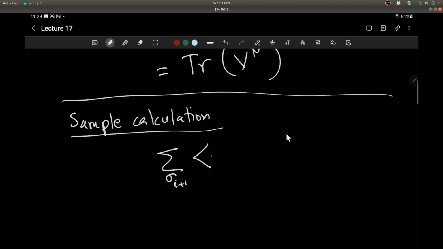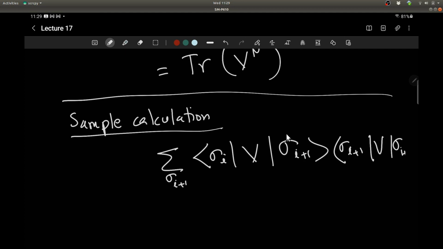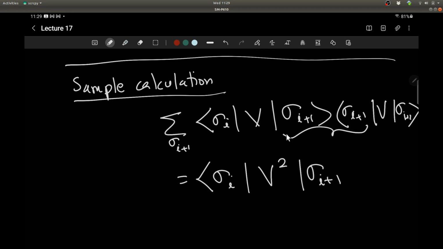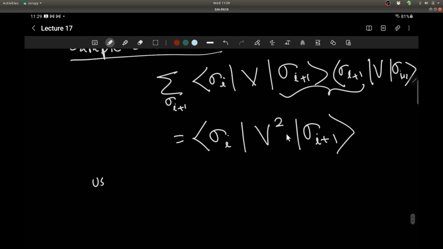So this will be sigma i, V, sigma i plus 1, sigma i plus 1, V, sigma i plus 2. There are other terms, but we are just focusing on this. We take the summation over sigma i plus 1 inside. This is equal to, that is a claim. Is this okay? Because now I'm using the sum over the two values of this.